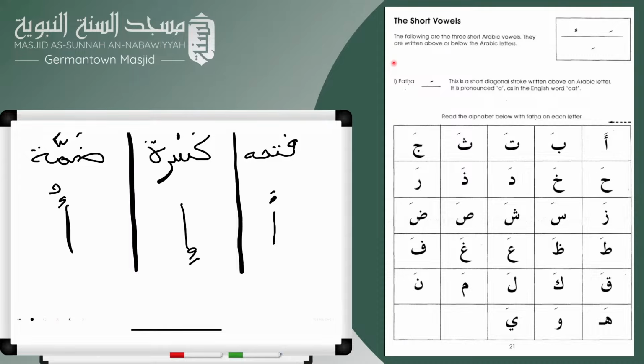And the third short vowel in the Arabic language is the dhamma. That's on the last column to your left. Say after me: dhamma. The job of dhamma is to add a U sound to whatever letter it is attached to.